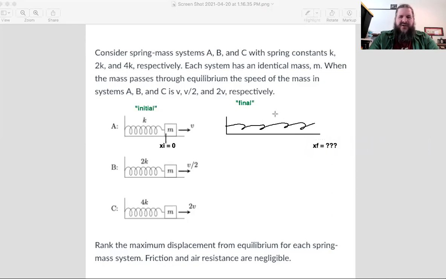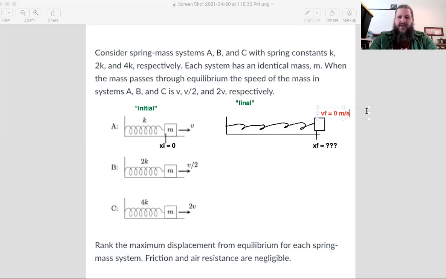So there's some location where the mass reaches that location. It has stretched out the spring as much as it can. And if it has truly stretched out the spring as much as it can, what's its final speed at that instant? If this is the maximum displacement, if this is the furthest it can possibly go, how fast is it going? Yeah, that's going to be 0 meters per second.